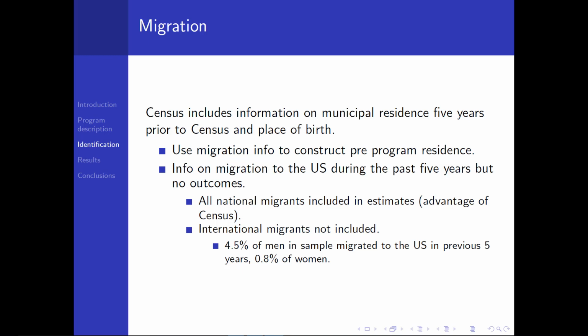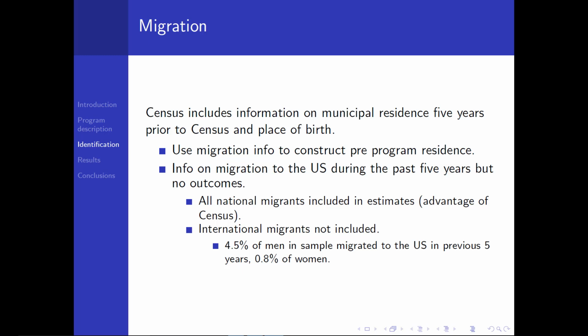The second aspect is who's in my sample. The census has some information about who from the household migrates to the U.S. during the past 5 years, but no information on outcomes. So my estimates of the impacts of the program only include people who are in Mexico. If you were a kid who got the program for a couple of years in 1997 and migrated to the U.S. and did not come back, you are not in my sample in 2010. I can't say anything about the program impacts for that group. I do have all of the internal migrants, because the census covers everybody within Mexico. If you migrated within Mexico, you're in my sample. If you migrated out and did not return, you're not.